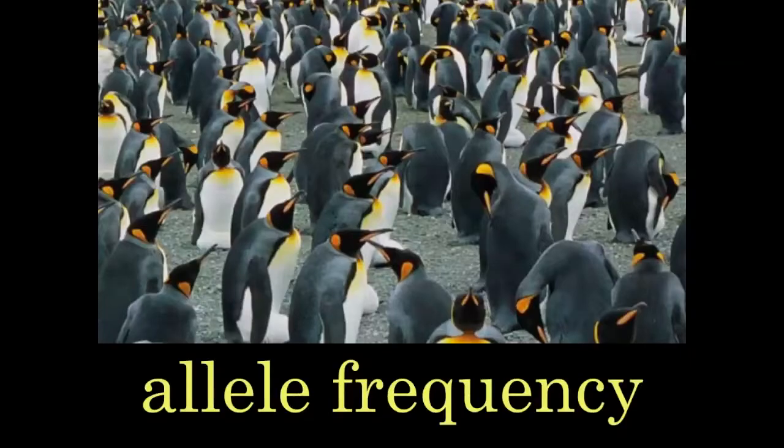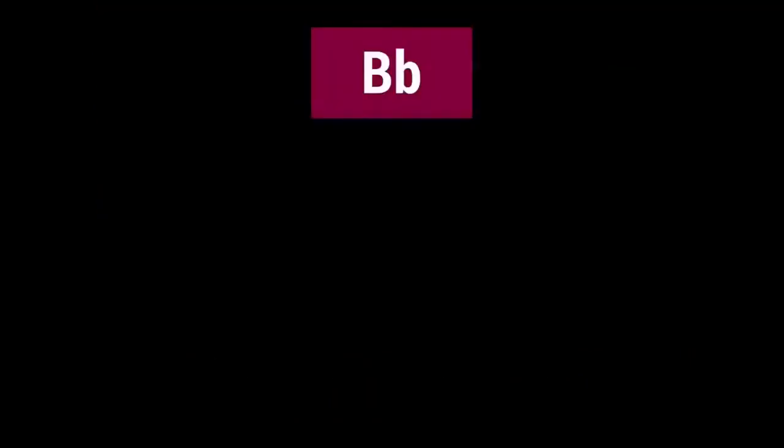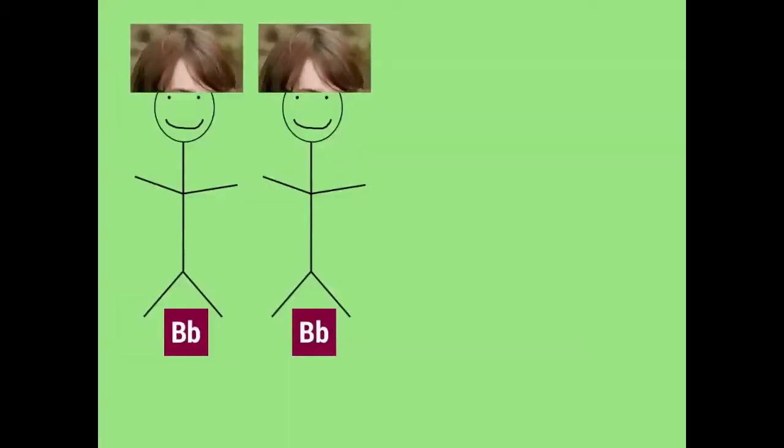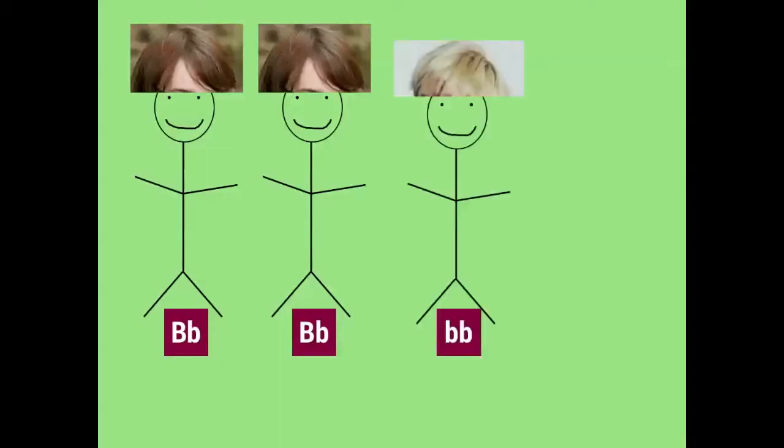If you remember back to genetics, each gene has two letters. Both of these letters make up a gene, and each individual letter is called the allele. The allele frequency is how often a certain allele appears in a population. For instance, look at these two fine young men with a nice head of brown hair. Let's say that their alleles are a capital B, which represents brown, and a lowercase b, which represents blonde. Because the big B is dominant, both of these men have brown hair. Let's say someone else has blonde hair with the alleles little b, little b.